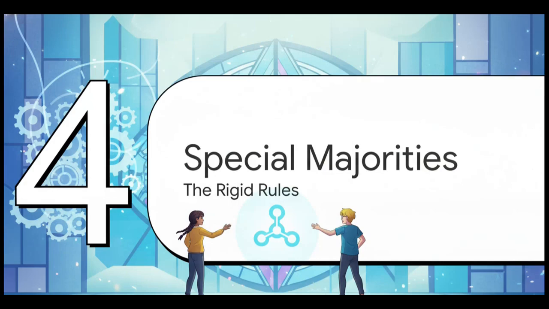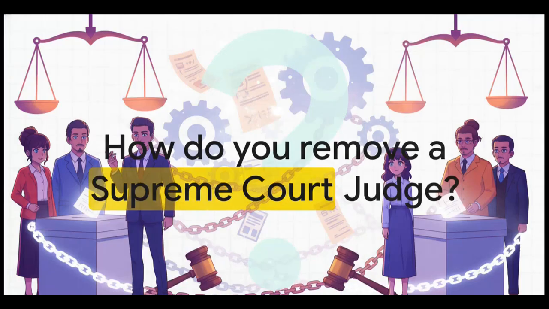Section 4. The three special majorities. All right, so we're in the rigid part of the rules now. And here's a massive question for you. How do you actually fire a president or remove a Supreme Court judge? You definitely cannot use an everyday simple majority for this.